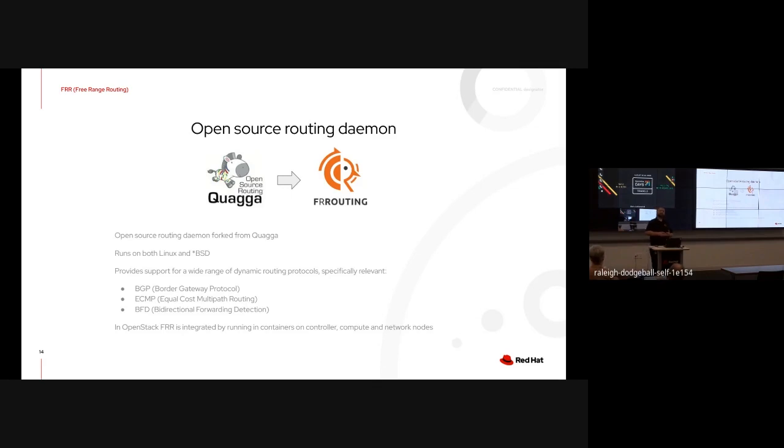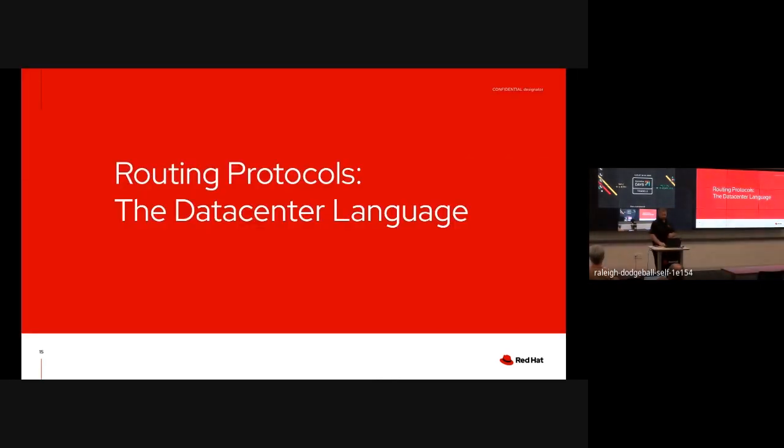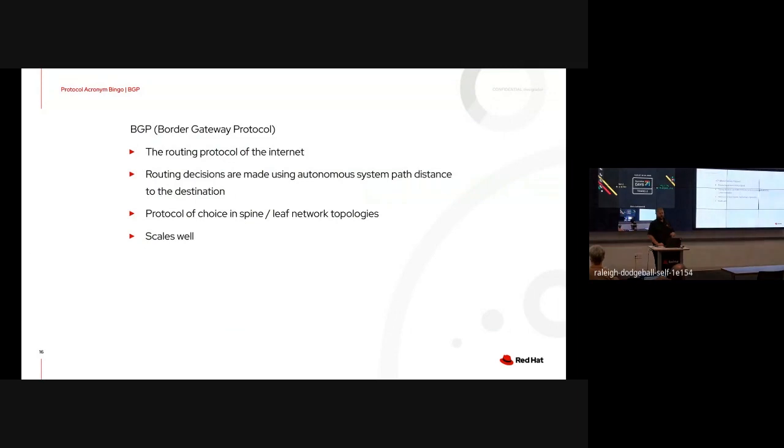Worth also mentioning, FRR will run on pretty much any Linux flavor, probably, and the majority of the BSD systems out there. Let's talk a little bit about the acronyms that we used in this presentation.